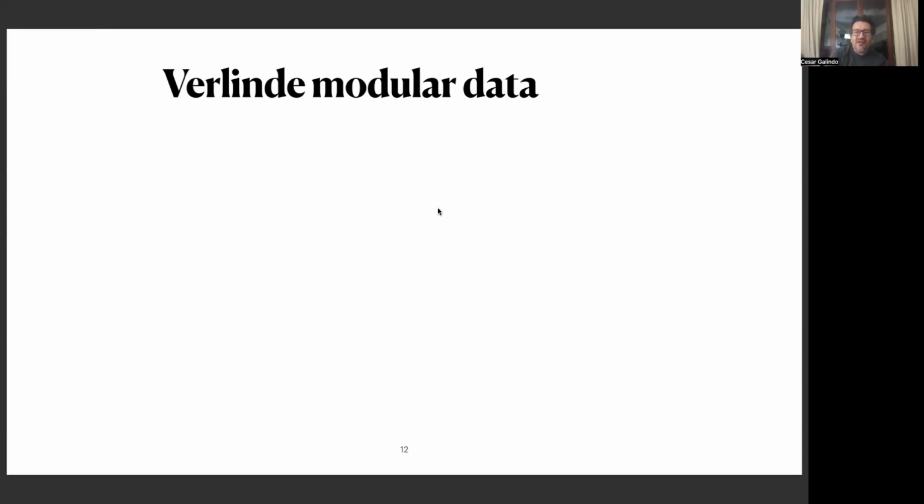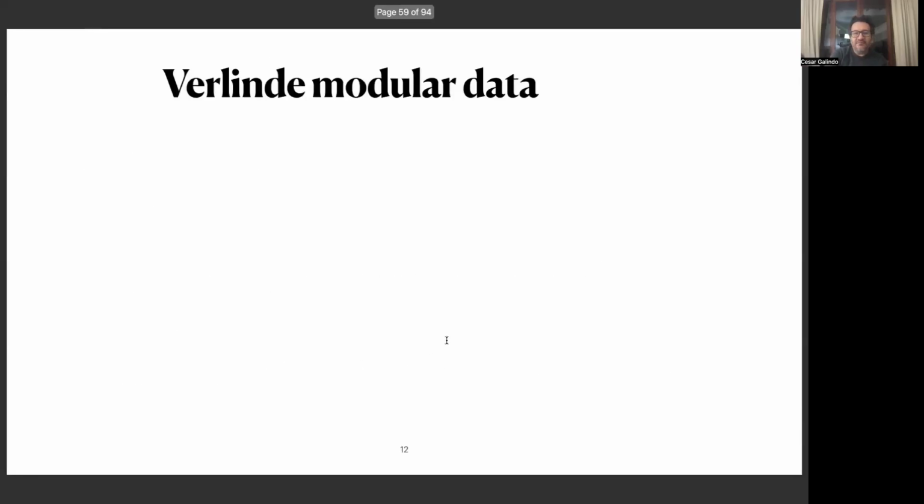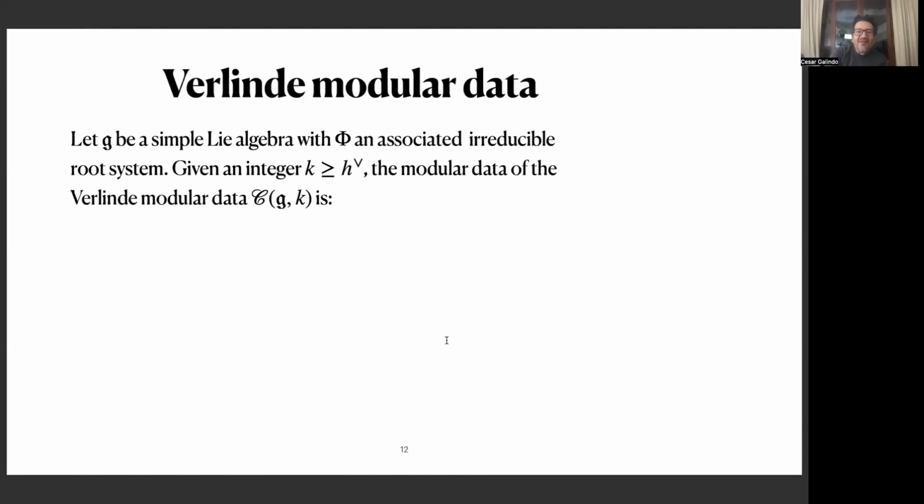Yes. So let's say that this is the kind of axiomatization of modular data that will be enough for anything that I need. And to be honest, this condition is not absolutely necessary for most of the things that I will do. Let me introduce these Verlinde modular categories, and really what I care more about is the modular data associated.